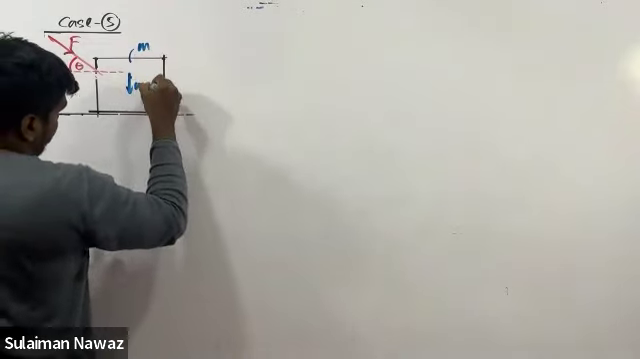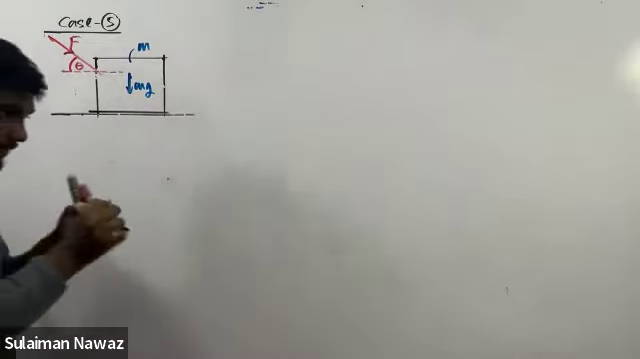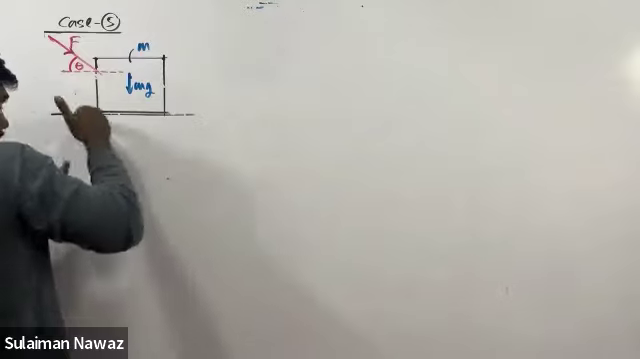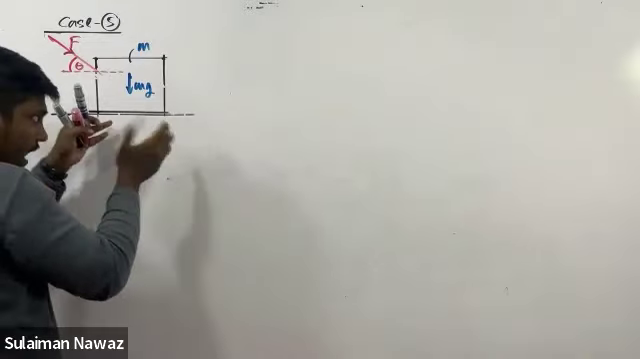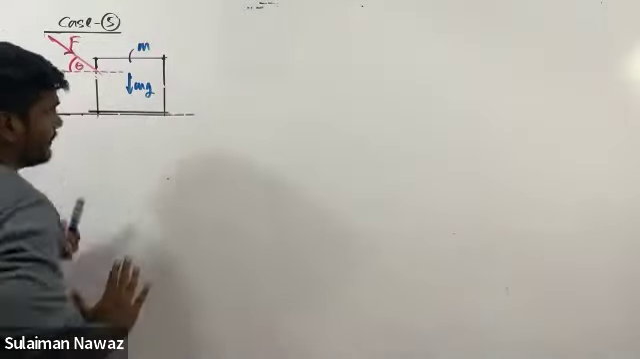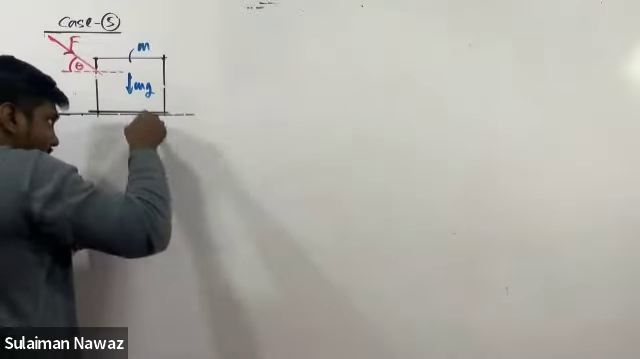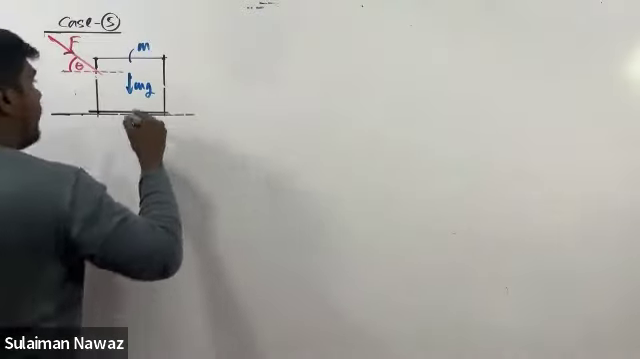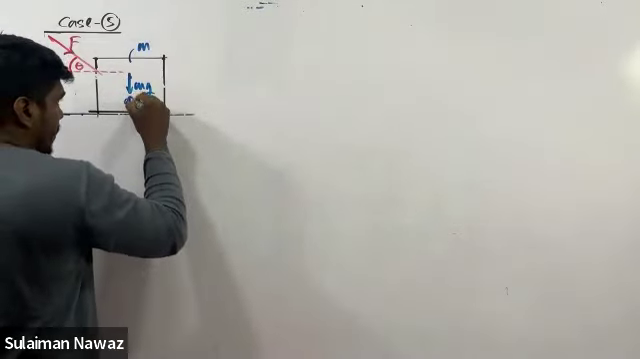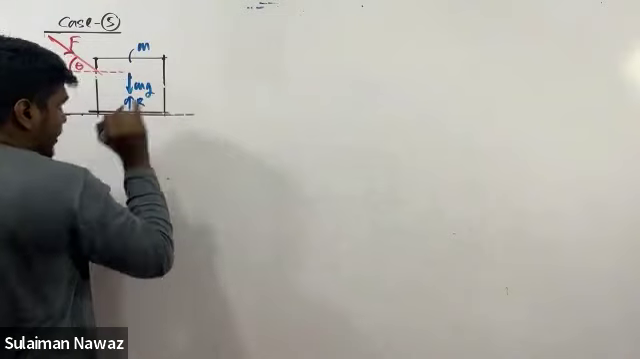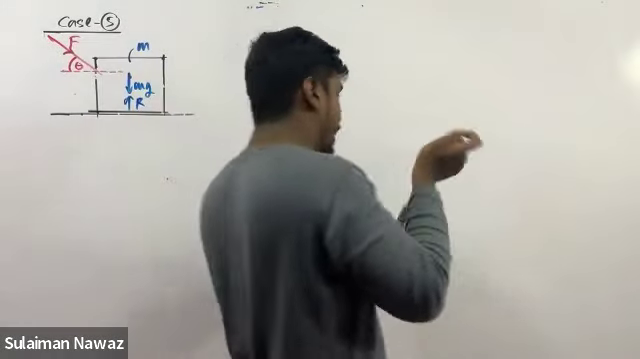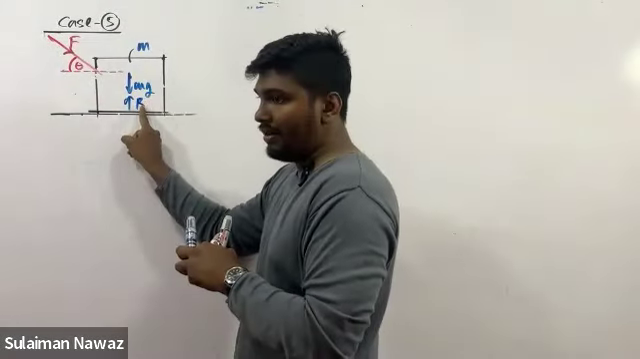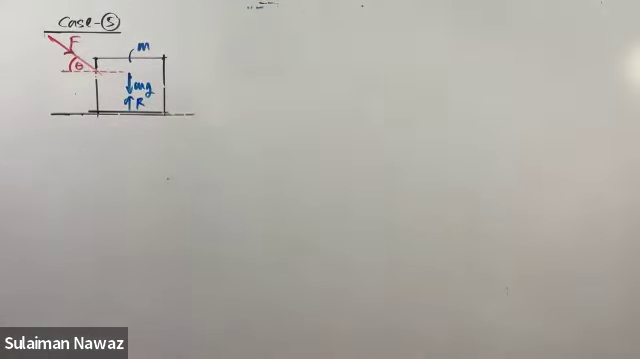Weight, mg downwards. In addition to weight, we know there is a normal reaction force because there's contact between the ground and the bottom surface of the object. Whenever there is contact between two surfaces, there will be perpendicular forces acting on the objects. So the normal reaction force on the object is upward, R. Now what's my target? My target is to find capital R. How do we find capital R?